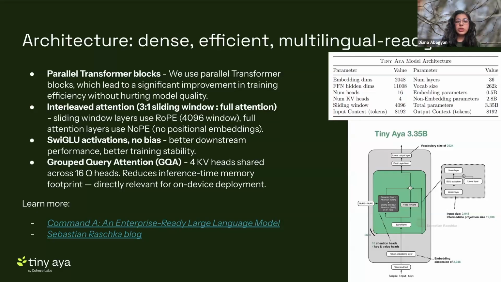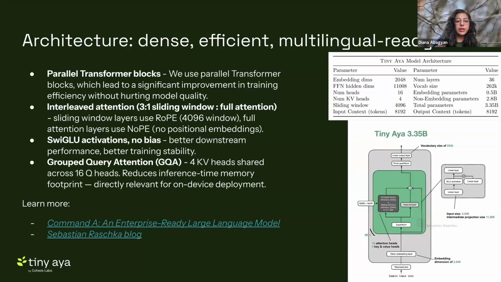Interleaved attention, which alternates using rope and nope. So you have the full attention window in order to have a large context, and then you also have some layers with sliding window attention, which is much more efficient to compute.